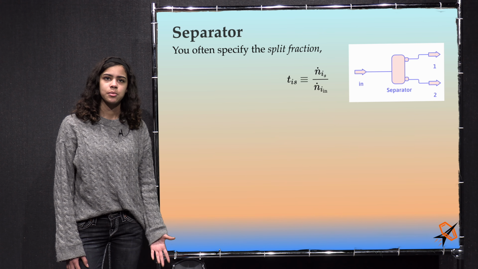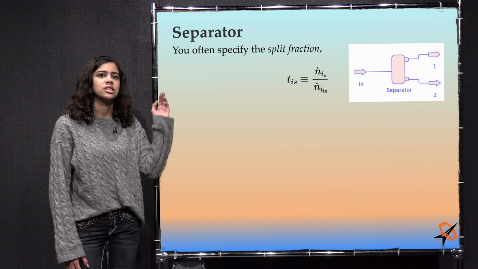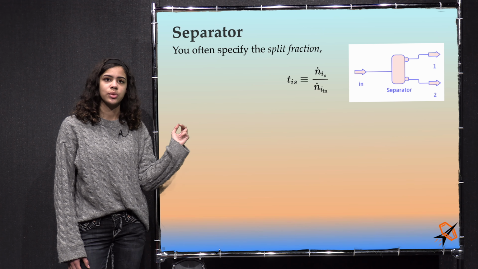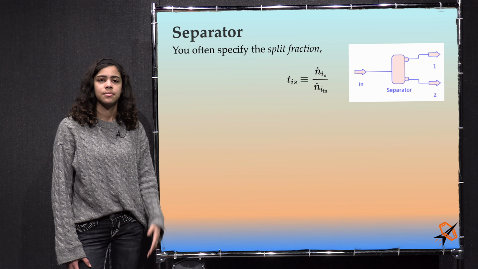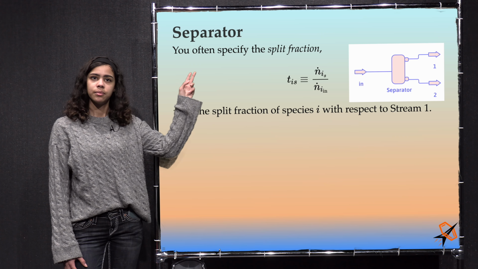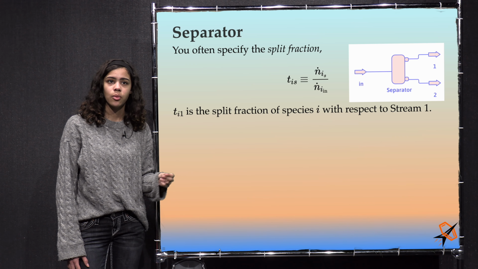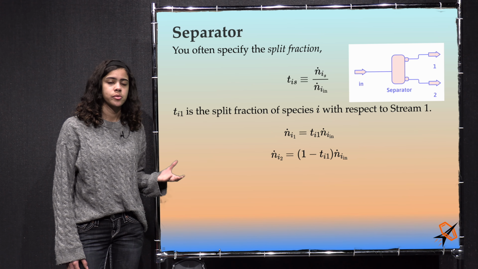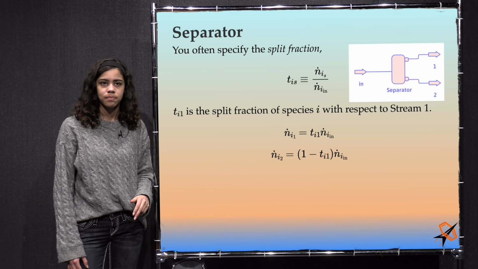You often specify the split fraction for a given species. The split fraction of species i with respect to stream S is the molar flow rate of species i in stream S divided by the molar flow rate of species i entering the separator. In other words, it's the fraction of species i that exits in stream S. T sub i1 is the split fraction of species i with respect to stream 1. If we only have two exit streams, then the molar flow rate of species i in stream 1 is the input molar flow rate times the split fraction, and the split fraction with respect to stream 2 has to equal 1 minus the split fraction with respect to stream 1.